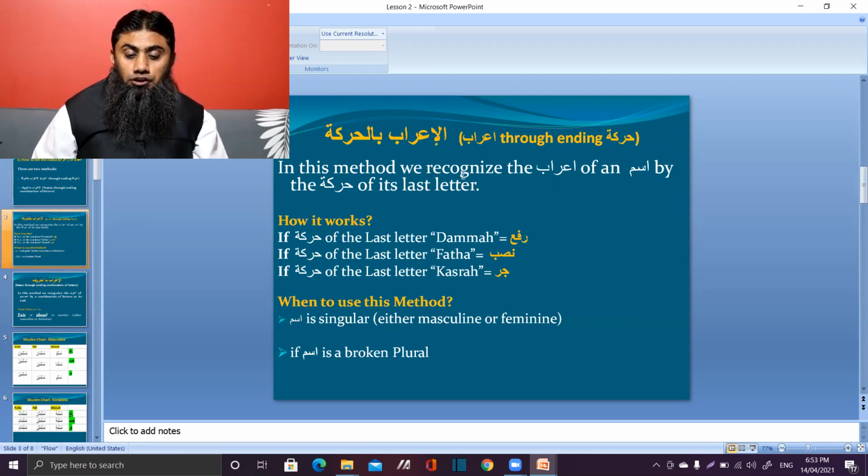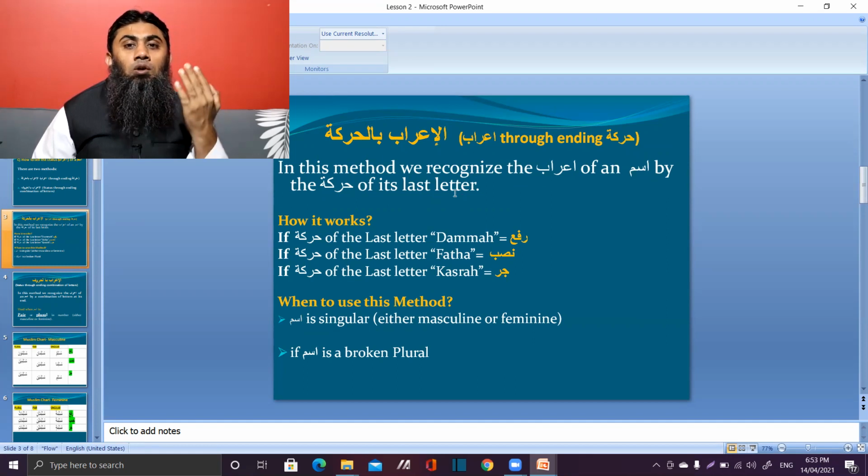In this method, we recognize the i'rab of an ism by the haraka of its last letter. Very simple. If you see an ism, look at the haraka of the last letter, and that haraka will tell you the i'rab or status of this ism. How does it work? If the haraka of the last letter is damma, which means pesh, we say that this ism is in rafa status. If it is fatha, which means zabar, this ism is in nasab status. And if it is kasra, which means zair, we say this ism is in jar status.